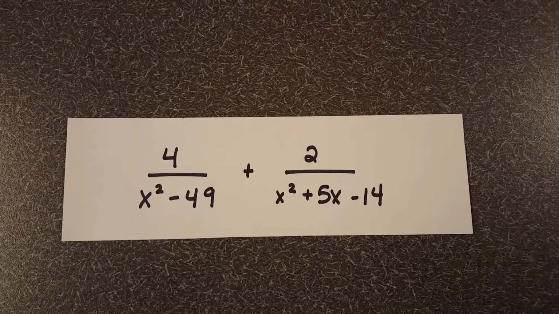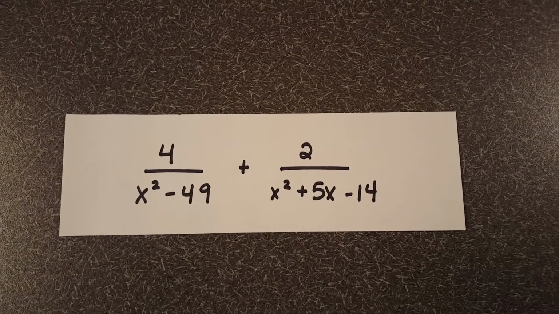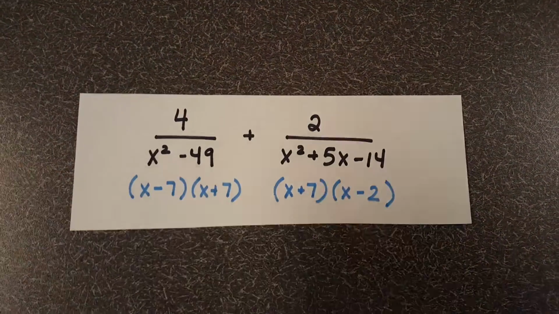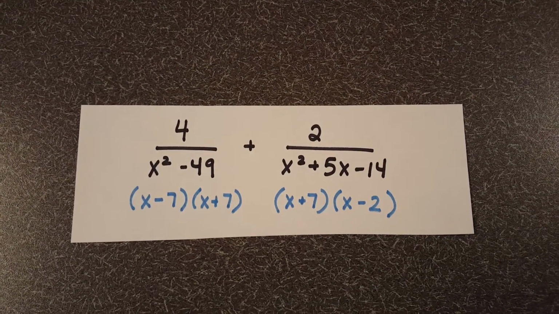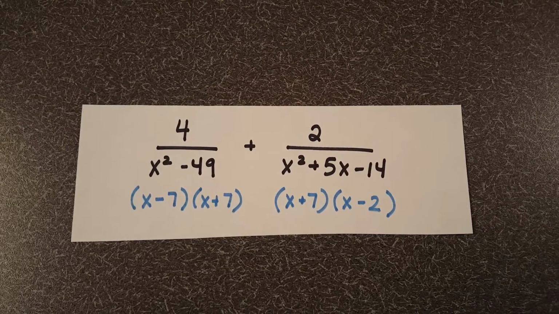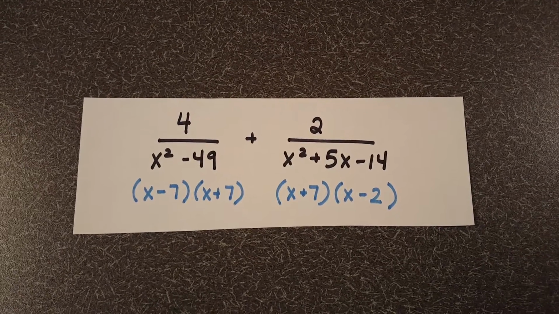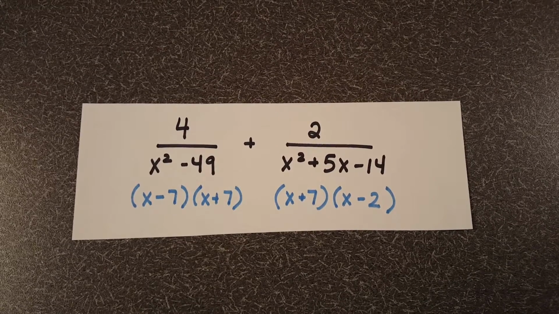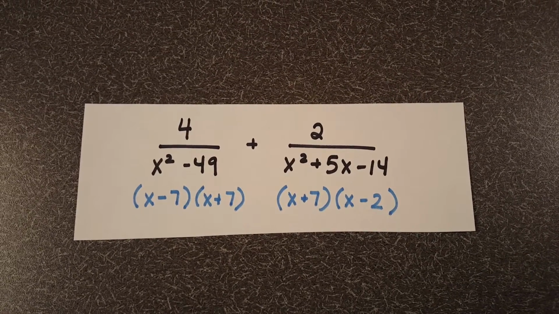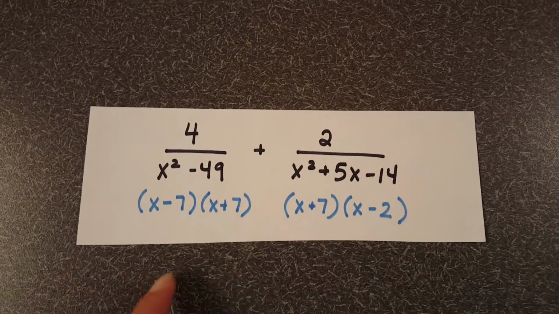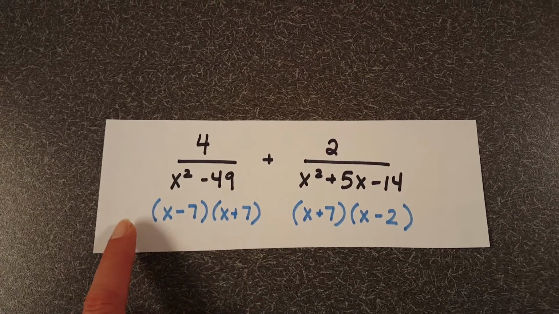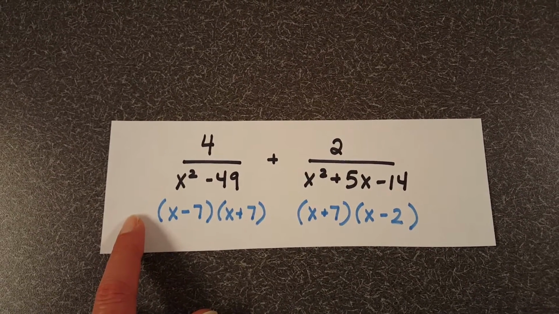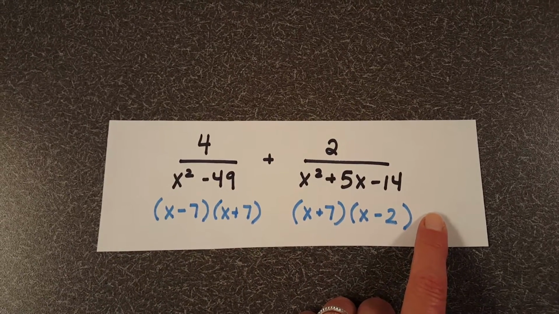The first thing we need to do in this problem, in order to get common denominators, is to factor the denominators. x minus 7, x plus 7 is the factorization for the first denominator, and the second denominator is x plus 7, x minus 2, because 7 and negative 2 multiply to give you negative 14, and they add up to be positive 5, which is just what we needed. Now you notice that they both have an x plus 7 that's already in common. So to get common denominators, this fraction needs an x minus 2, and this fraction needs an x minus 7.